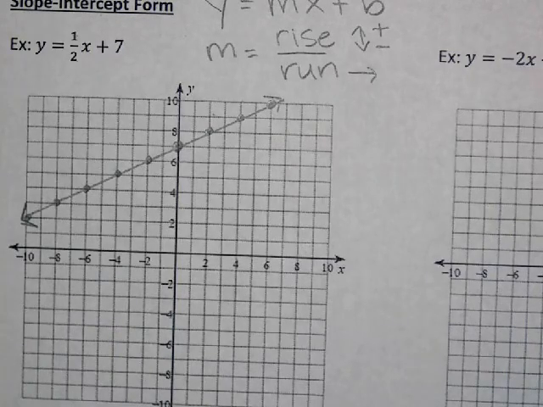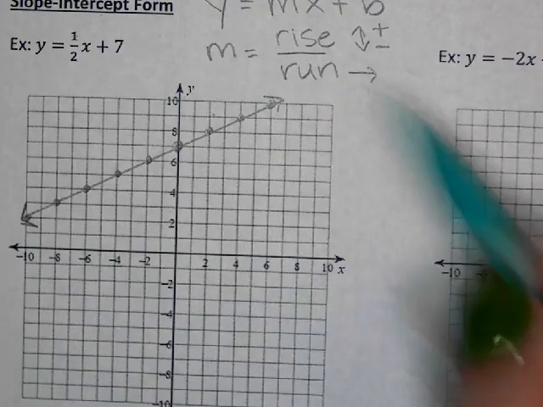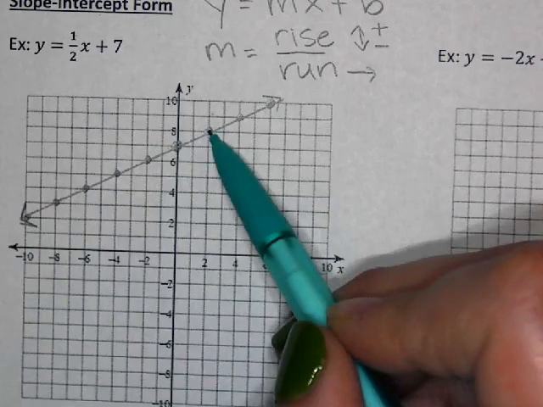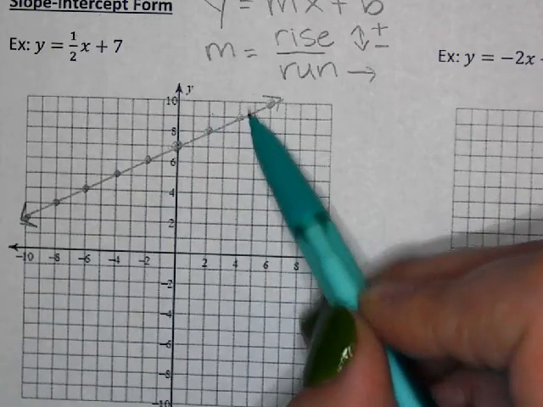We good with that? Yeah. So started at 7, up 1 over 2, up 1 over 2, up 1 over 2.